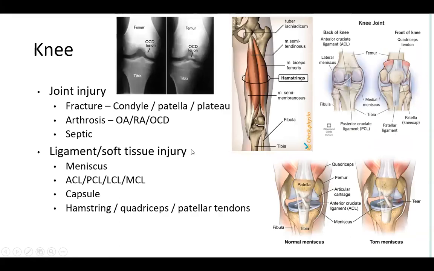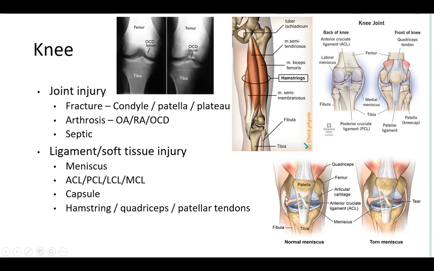Okay, knee. This is where a lot of surgeons make a lot of money, because they need the knee, and it has a lot of injuries, and now it's the sport era, so that's why it's becoming a focus. So you can have a joint injury and a soft tissue injury. For the joint injury, you can have a fracture. So this is the joint, and this is the condyle.